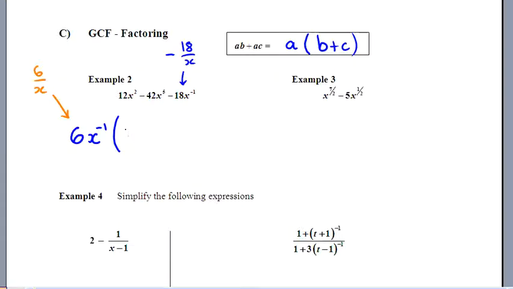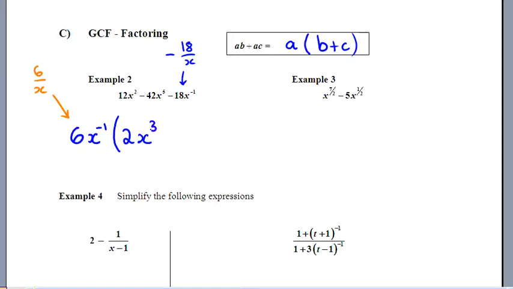You have to think about what needs to go here. Well, what would you multiply by 6 to get 12? That's got to be a 2. But now for the x's, what number should I put here so that when I multiply it by 1 over x, I end up with x squared? Well, it actually needs to be x cubed.